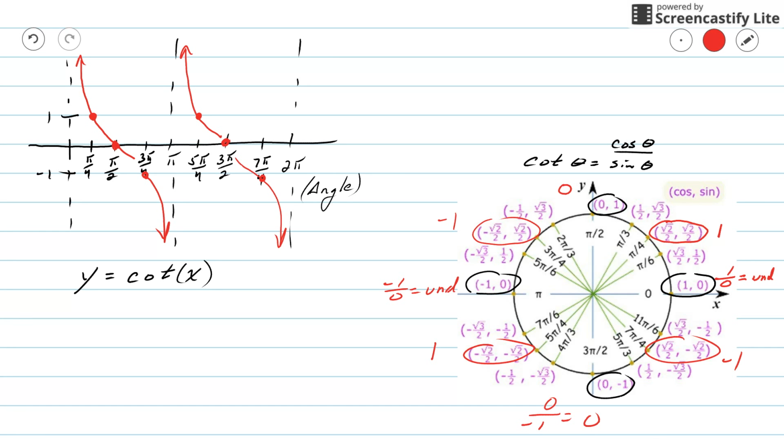A good exercise for you to do would be to try the tangent graph. Take a look at the angles on the unit circle and try to generate a tangent.